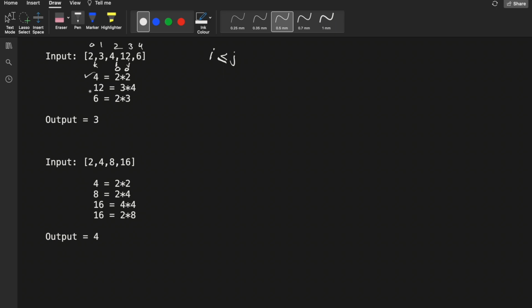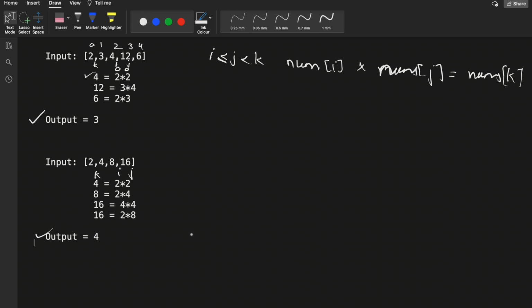Now 3 into 4 is 12, that is also a valid triplet, and 2 into 3 is 6, so this is a valid triplet. So a total of 3 valid triplets satisfy the condition that nums of i multiplied by nums of j equals nums of k. If you consider this test case, you will find there are 4 such triplets. This is k, this is i, and this is j. 2 into 2 is 4, then 2 into 4 is 8, 4 into 4 is 16, and 2 into 8 is also 16. So there are 4 such triplets, and we return the output as 4.